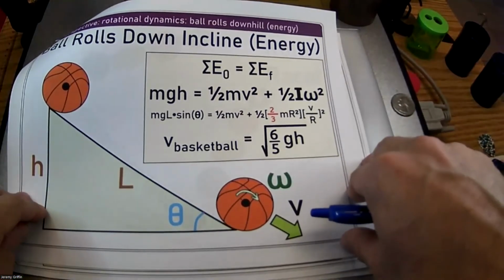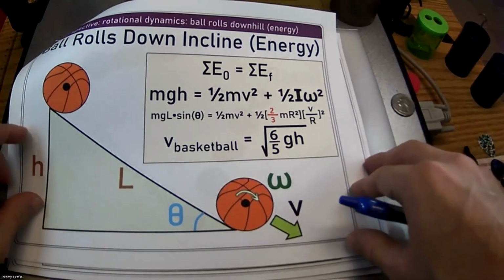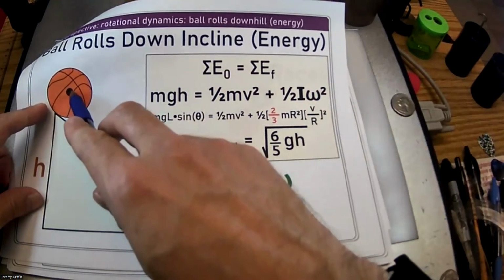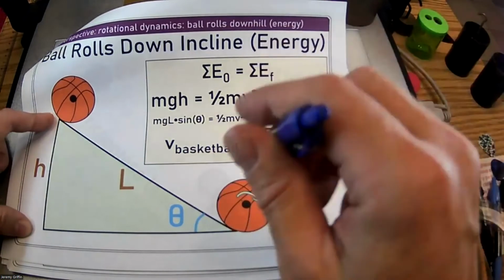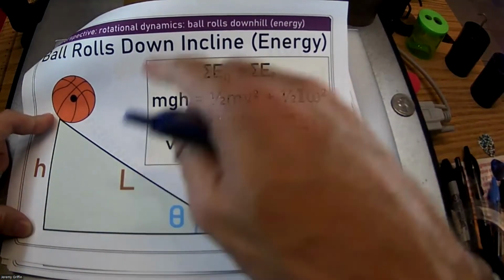Now, if you look at this from an energy conservation point of view, this is the way I actually prefer to solve this because I think it's a lot more straightforward. So you can say at the top of the incline, it's all potential energy, mgh. If you like, h is equal to L times sine theta, that could be helpful.